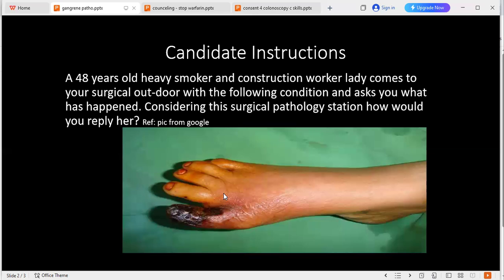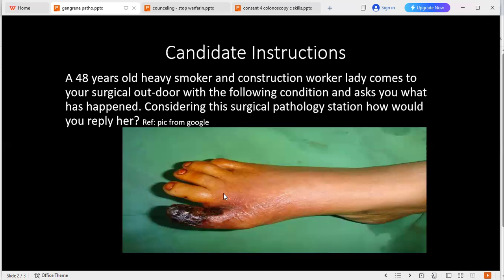Anyway, please tell me what are the risk factors which have contributed to this situation of the patient in this stem? These are modifiable risk factors. Smoking is one of them, and diabetes is also a modifiable risk factor. Anything else in this?